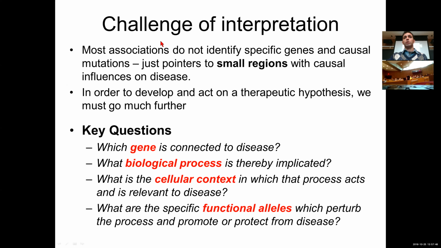But there's a huge challenge of interpretation. Basically, most associations do not identify specific genes. They do not identify causal mutations. They only give you pointers to regions of the genome with causal influences on the disease. And in order to develop and act on a therapeutic hypothesis, you must go much further. You must understand what gene is connected to the disease. You must understand what biological process is implicated through these genes. You must understand the cellular context, what tissue, what cell type, when in life, at what stage of development, in the context of what environmental stimulus does that process become relevant to disease? And what are the specific functional alleles that actually perturb the process and promote or protect from the disease?